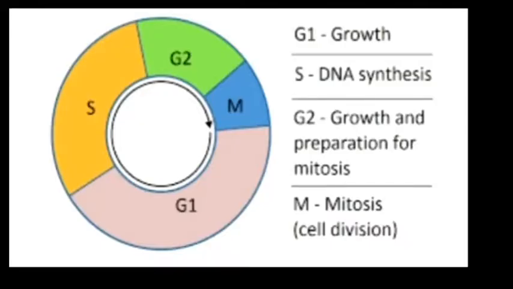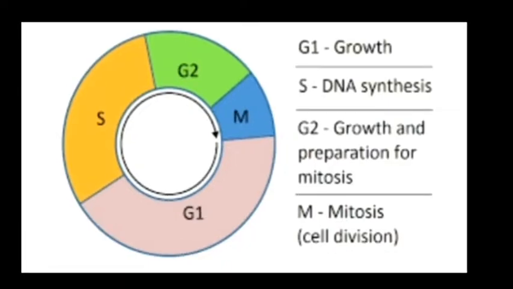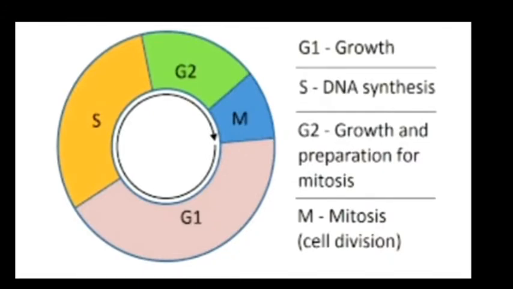Here you can see a schematic representation of the cell cycle. In this picture you can see 4 stages, that is G1, S, G2 and M. In the G1 phase, the growth of the cell takes place. In the second stage, that is S, the cell copies its DNA. And in the third phase, that is G2, the cell prepares for cell division. And in the last stage, that is M or mitosis stage, the cell division takes place.